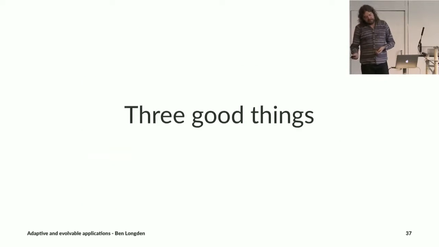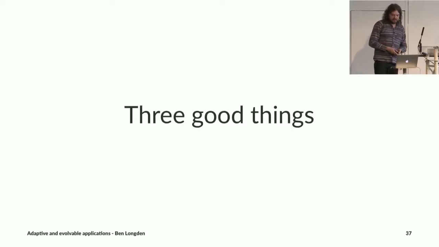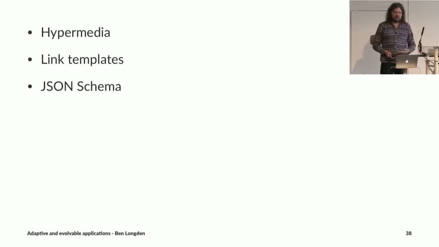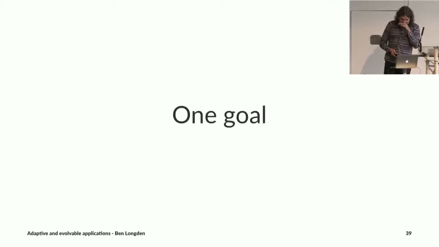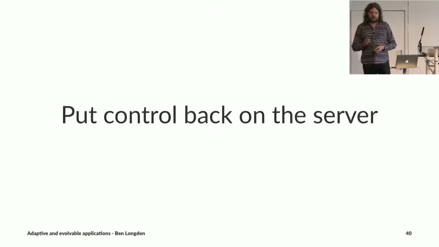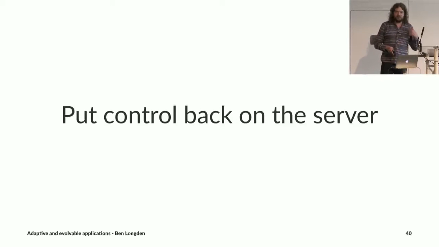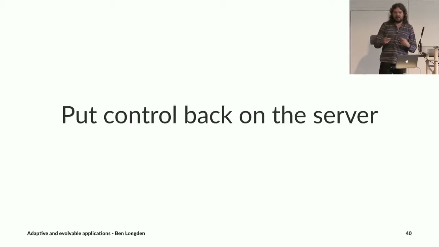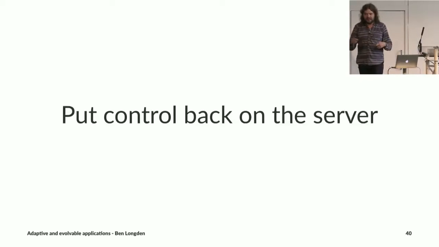So what I've actually shown here is 3 good things. We've got Hypermedia, we've got link templates, and JSON schema. And all of those things actually just have one goal. And that goal is to put the control of the business logic back towards the server side, so that you can create more generic clients that can support those changes as they come through from the server. You don't need to have to redevelop all the clients just to support one new feature that comes from the server.